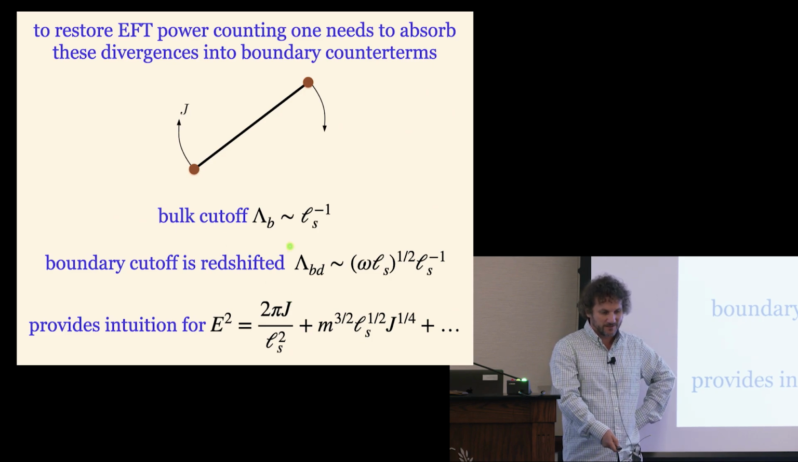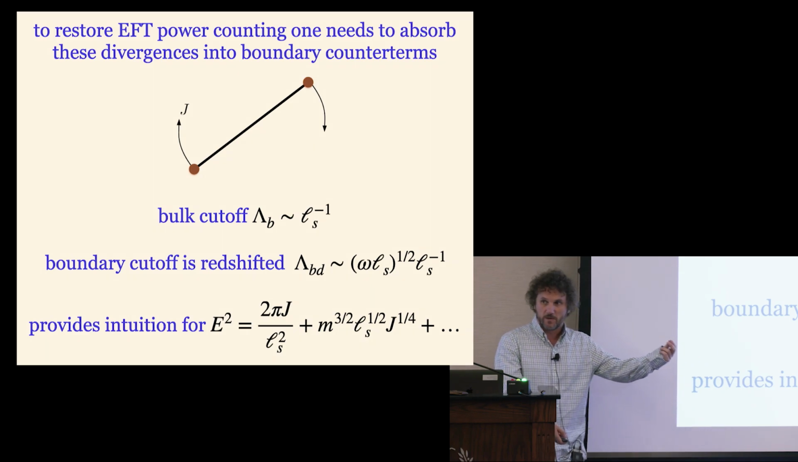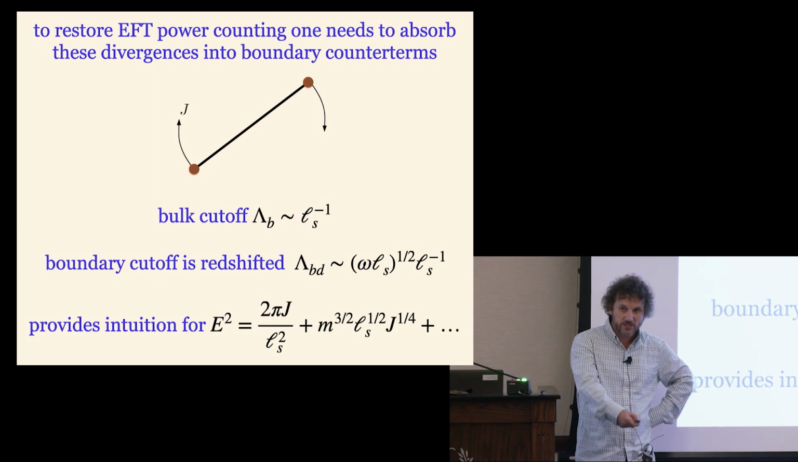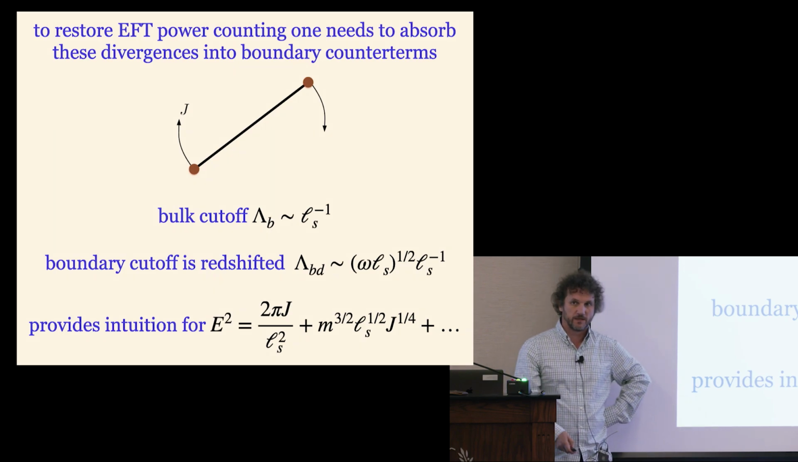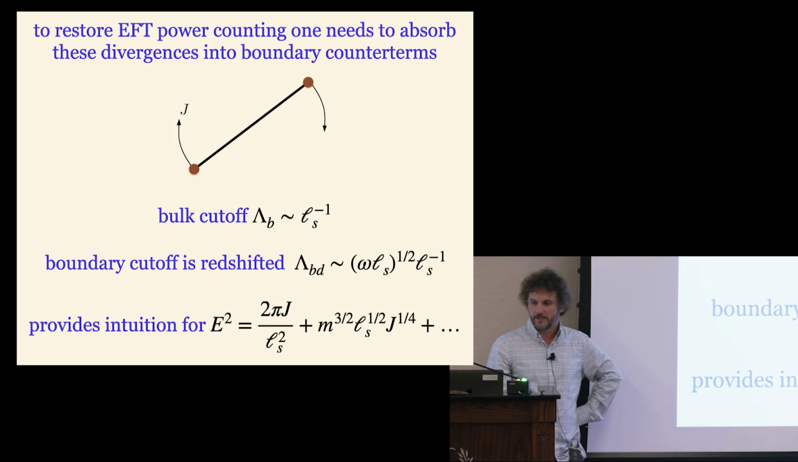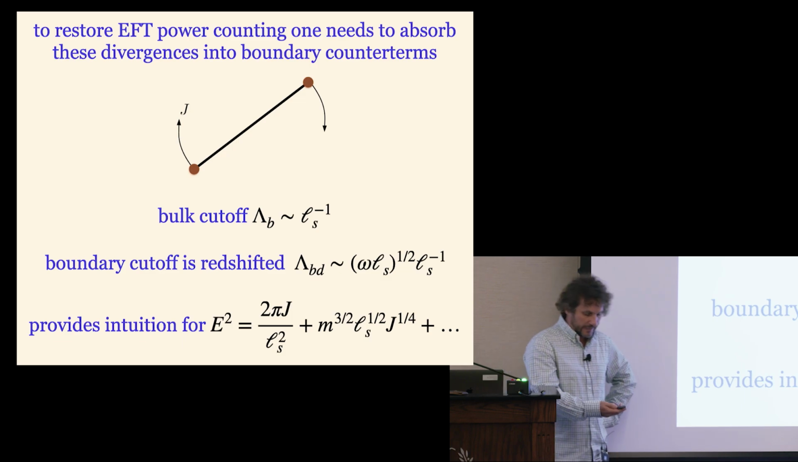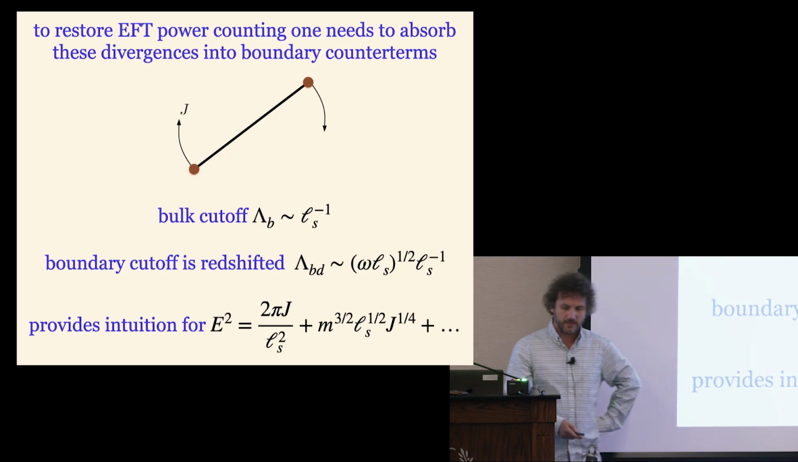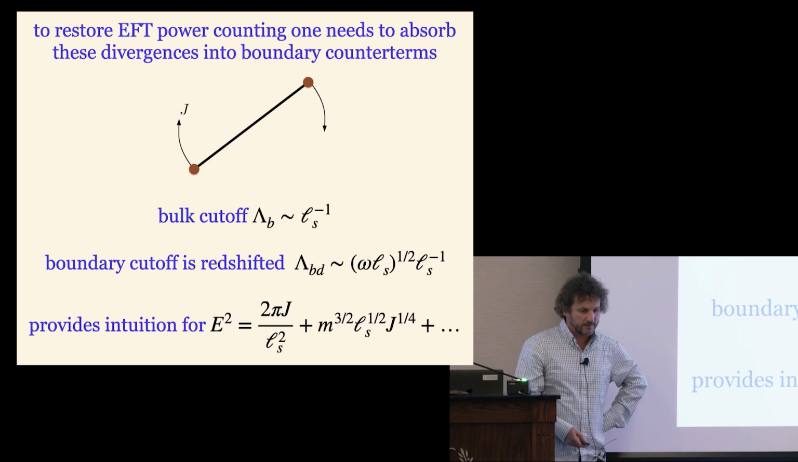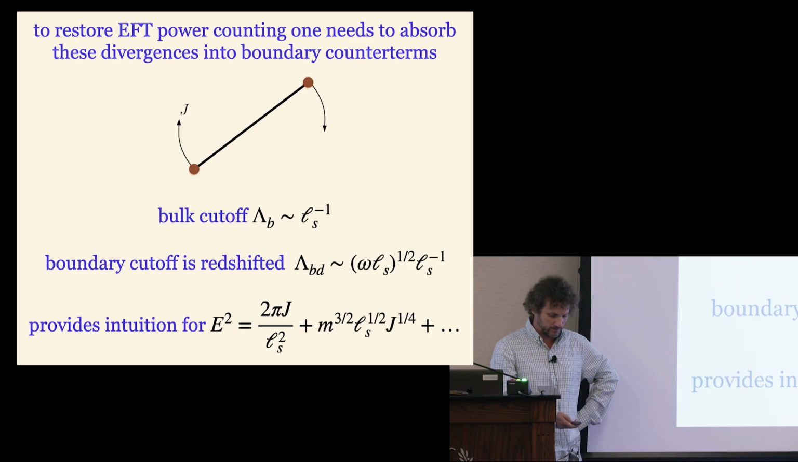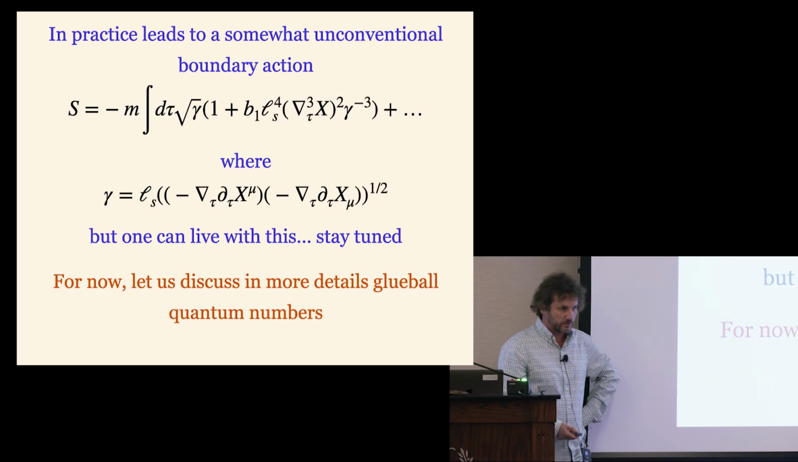So the point is that, again, these corrections are suppressed by the cutoff at the boundary, at the endpoint, which is redshifted with respect to the cutoff in the middle by this redshift factor. So while those are the technical issues one needs to deal with, and also actually Simeon Hellerman had a similar proposal, at the end of the day, it looks doable.